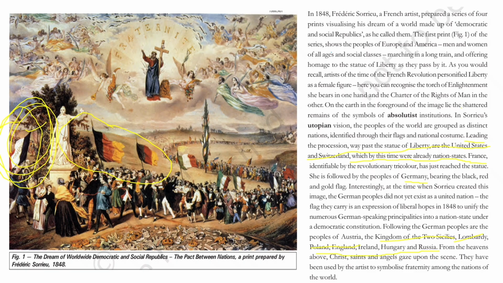So these are the series of nations that are going to be formed according to Frederick Sorrieu's imagination. First USA, then Switzerland, then France, then Germany, then Austria. He had thought that one by one every nation, every kingdom is going to be divided into nations, and slowly this is the order of nations that is going to be formed over there.